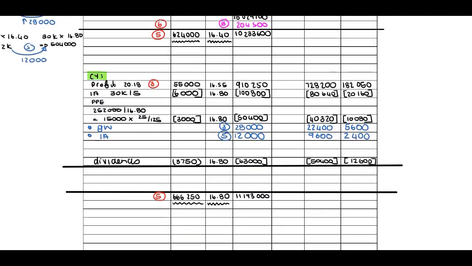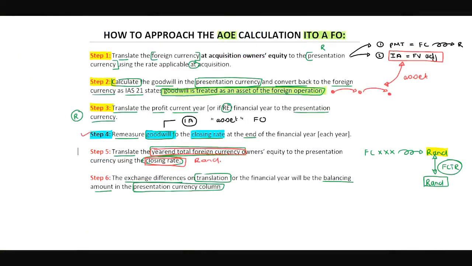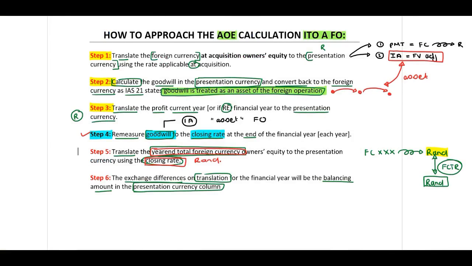Our total Rand value is 109,696,50, and our balancing figure will be our FCTR 233,350. We can now allocate the portions to our parent and to our NCI. We have completed step 5 and 6, and guys, you will remember that we had a disposal.